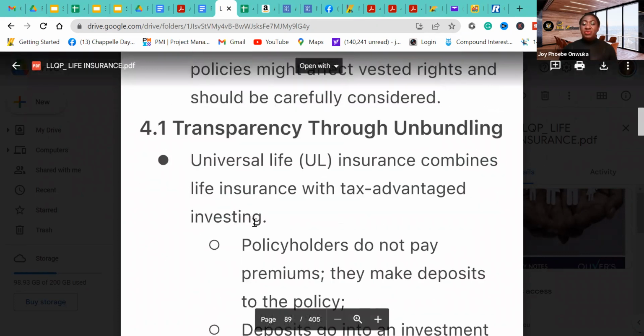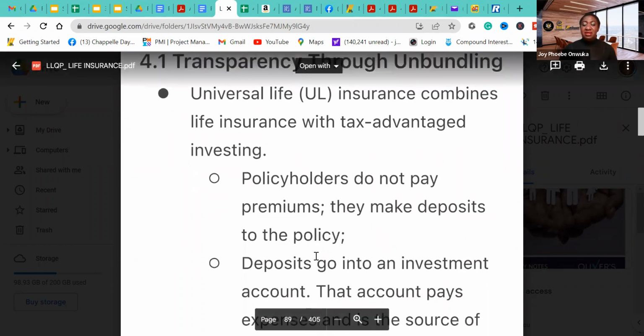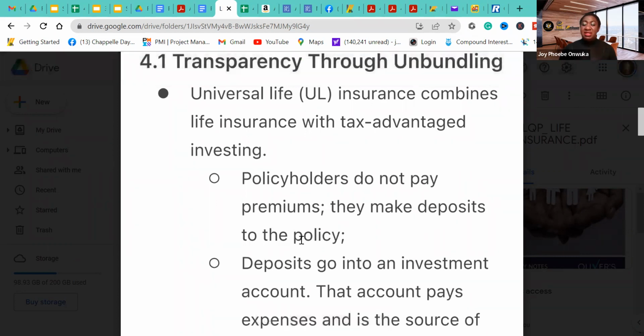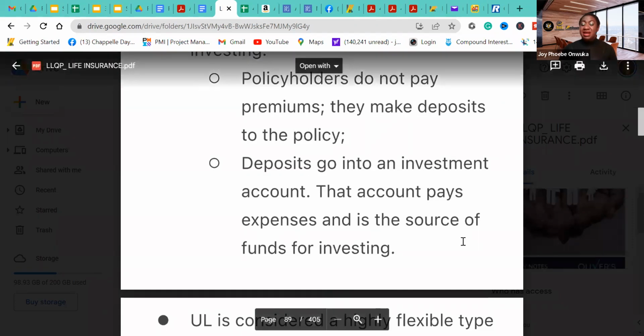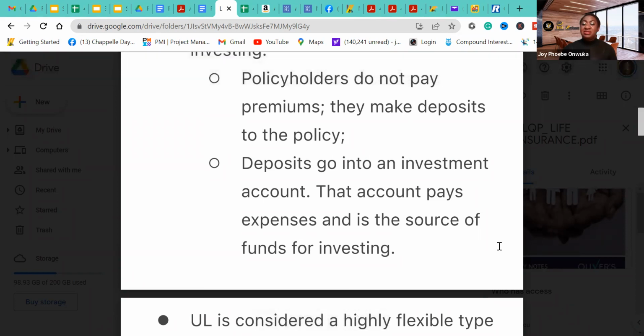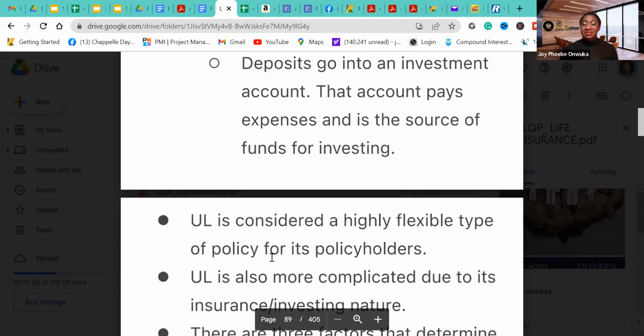Now, we move on to transparency through unbundling. You see, universal life insurance combines life insurance with tax advantage investing. That is, policyholders do not pay premiums. They make deposits to the policy. The deposit goes into an investment account, and that account pays expenses and is the source of funds for the investing. Wow, you get that, right?